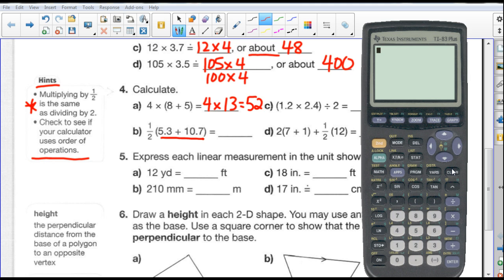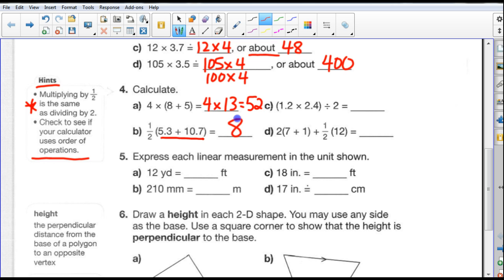So we can do 1/2 is the same as 1 divided by 2, or 0.5. And we want to multiply that by, and we can put our own brackets in if you've got this kind of a calculator, 5.3 plus 10.7, close the bracket. So what you see up on my calculator is exactly the same as the question, and hit enter, and I get the answer of 8. Okay? See if you can do C and D on your own.